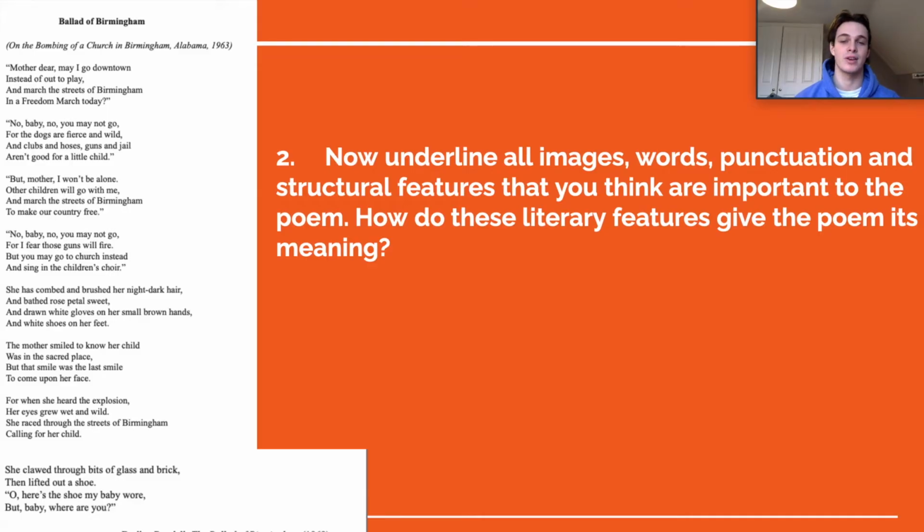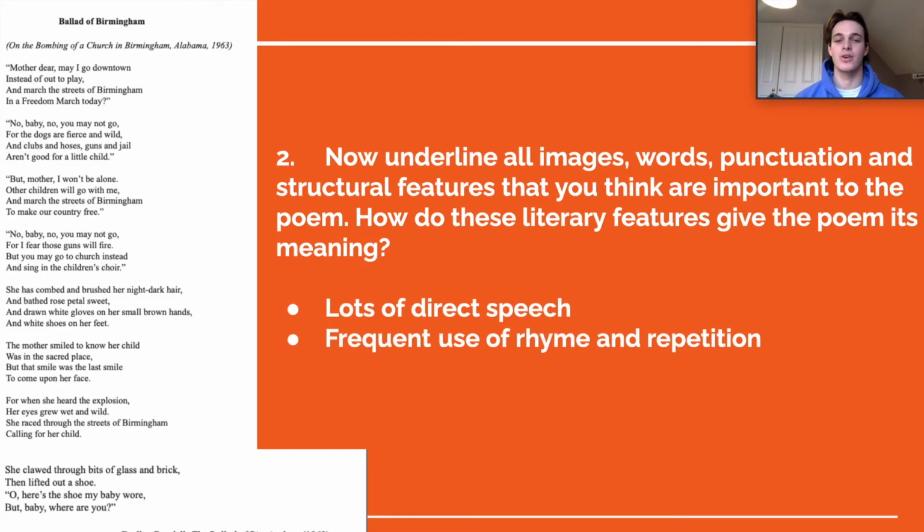So maybe we're thinking about how the young girl and her young age are really emphasized, right? With her small brown hands and her being rose petal sweet. She seems very much like a child, okay? But there are other things, such as lots of direct speech. So the first 4 stanzas are all composed of a conversation between the mother and the daughter. It's very back and forth. As I said, there's a frequent use of rhyme and there's lots of repetition.